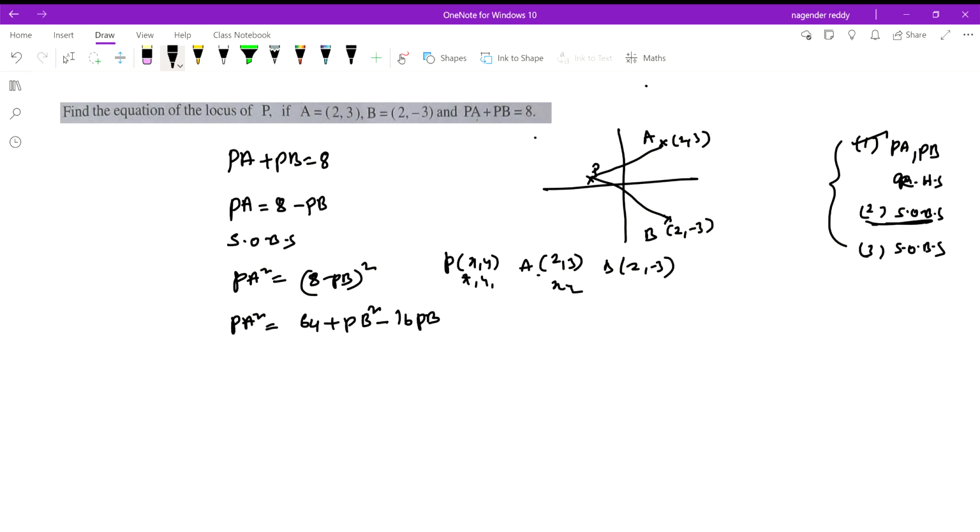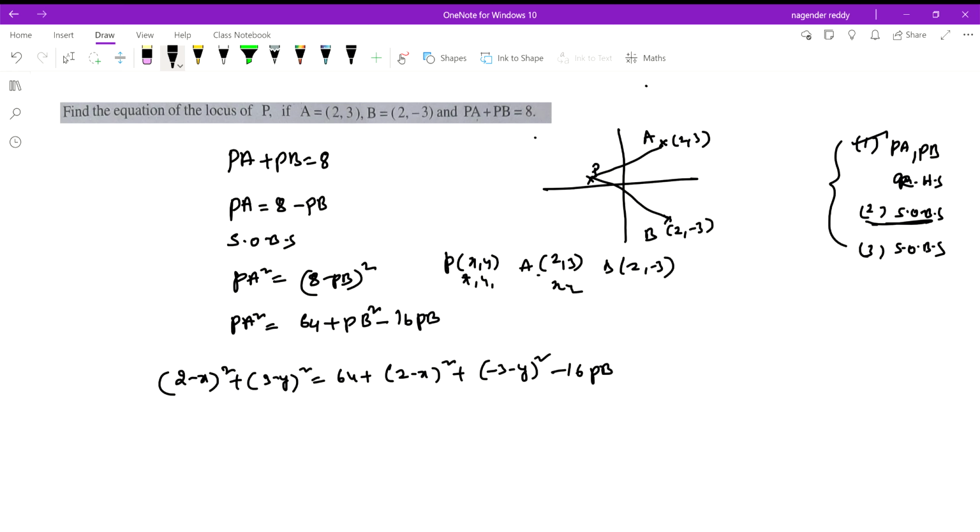So (2 minus x) whole square plus (3 minus y) whole square is equal to 64 plus PB square, that is (2 minus x) whole square plus (minus 3 minus y) whole square, minus 16 PB. Just concentrate.